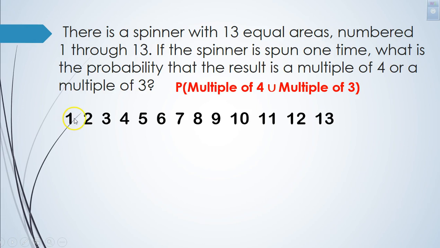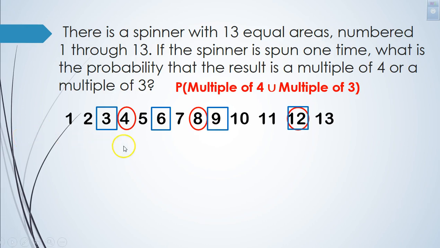So this time, again, I did 1 through 13. We're looking for multiples of 4. So that would be 4, 8, and 12. So that's 3 out of the 13. And then we're looking for multiples of 3. That would be 3, 6, 9, and 12. So that would be 4 over 13.